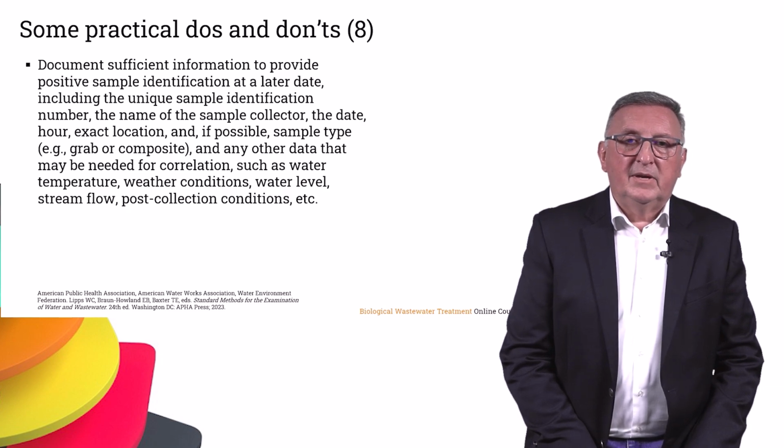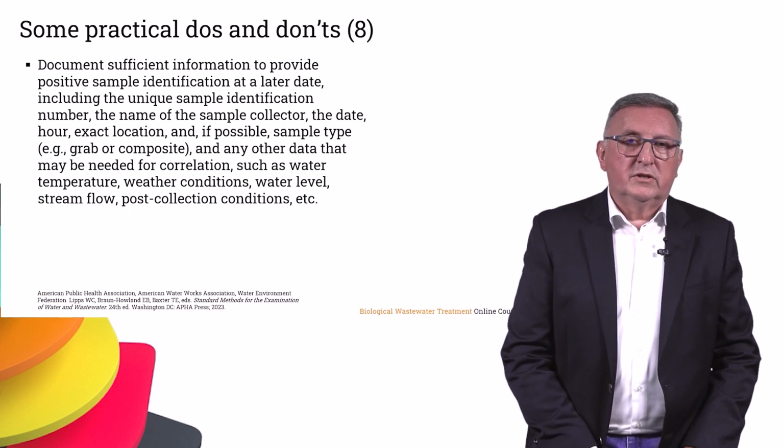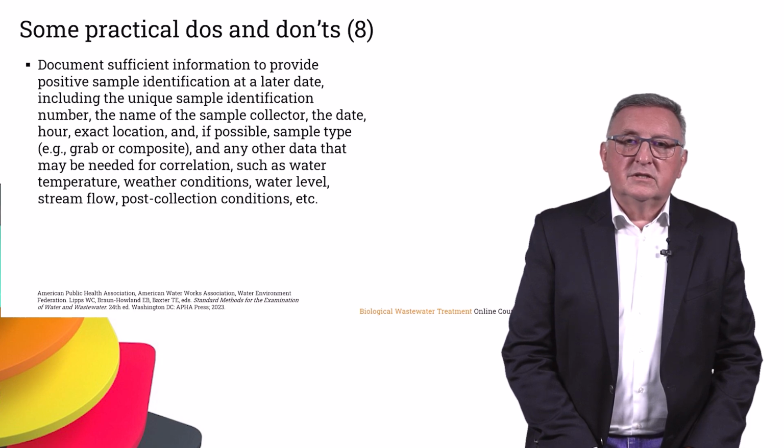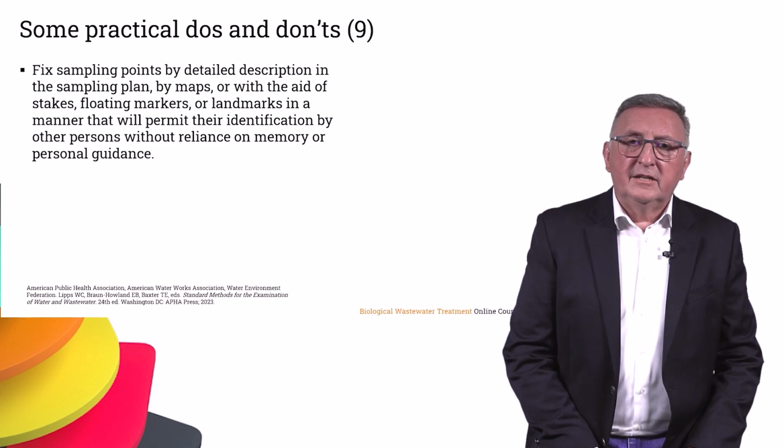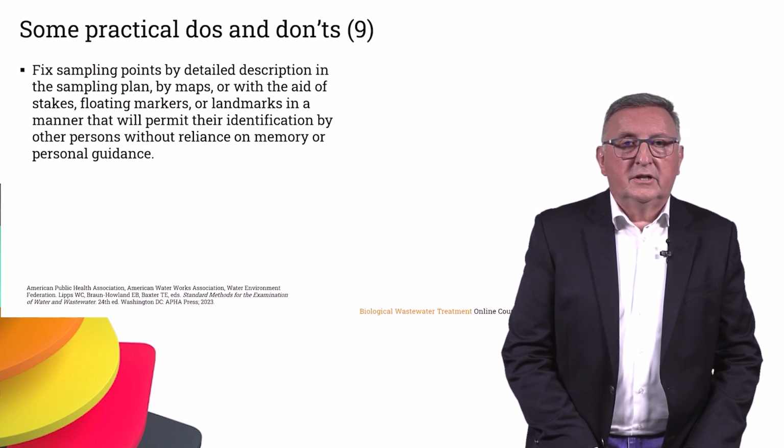and any other data that may be needed for correlation, such as water temperature, weather conditions, water level, stream flow, post-collection conditions, etc. Fix sampling points by detailed description in the sampling plan, by maps, or with the aid of stakes, floating markers, or landmarks in a manner that will permit their identification by other persons without reliance on memory or personal guidance.